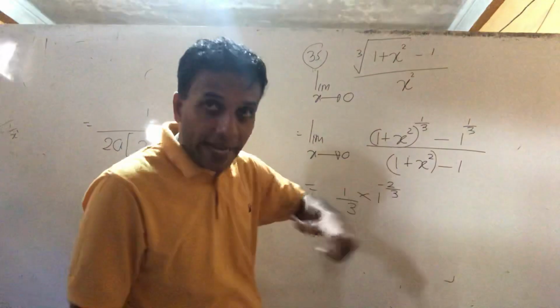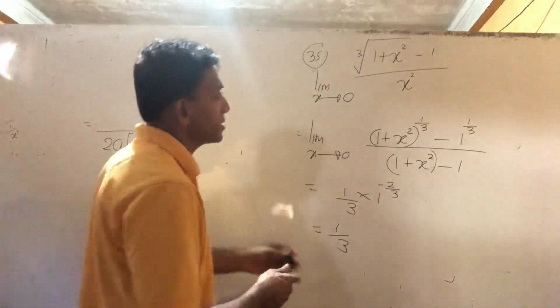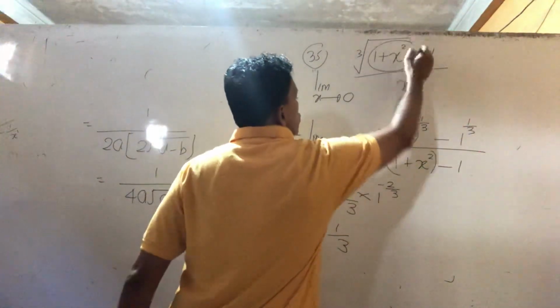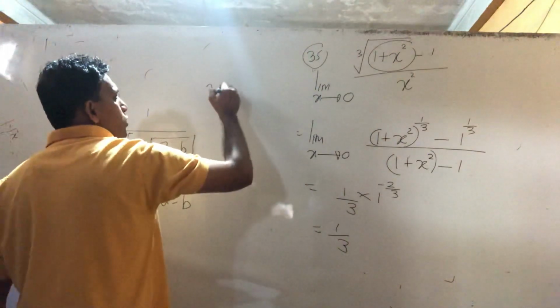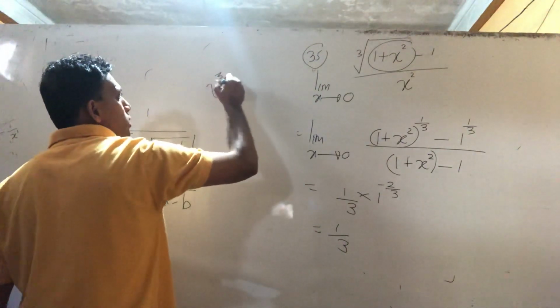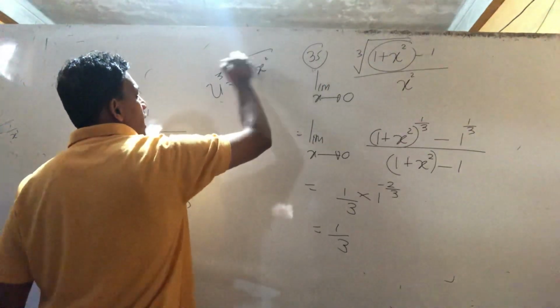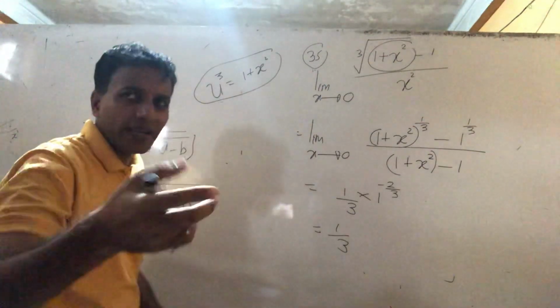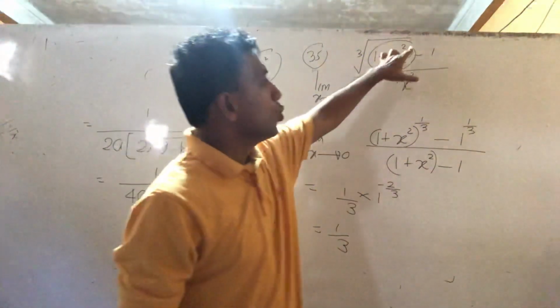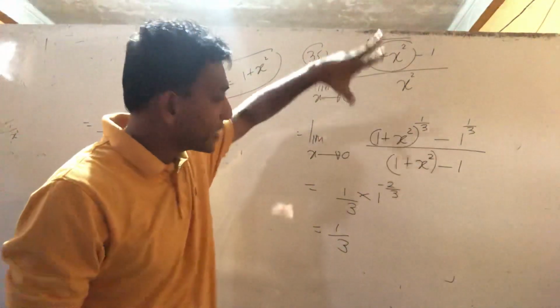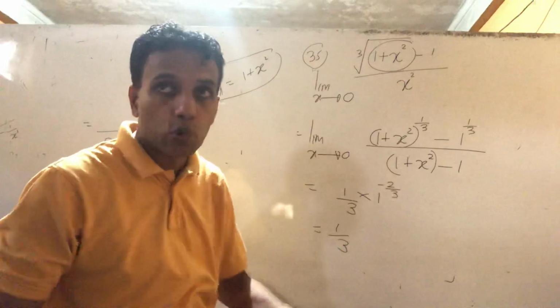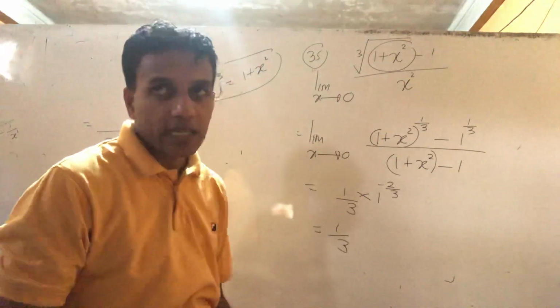Or otherwise, another method you can work like this. You can take u cube equal to 1 plus x square. Another substitution you can try is this u cube. Put this u cube, then completely change the problem in terms of u. See, the same answer comes.